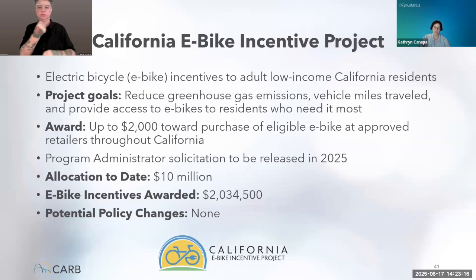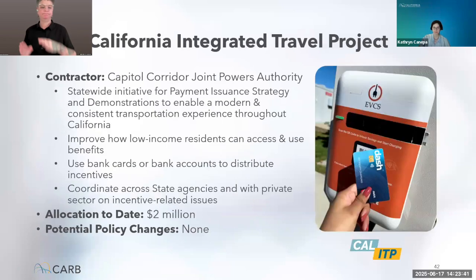Staff are monitoring the effects of tariffs on supply chains and e-bike prices at the moment. Staff will consider altering the incentive structure in the event tariffs present significant barriers for low-income households to purchase an e-bike with the current incentive amounts. Staff may hold a public work group to solicit feedback on the incentive structure later this year for potential policy changes to the incentive structure. Next slide, please.